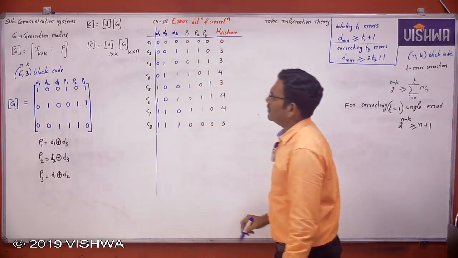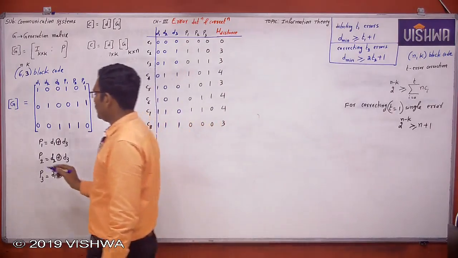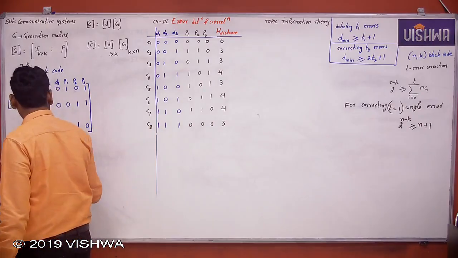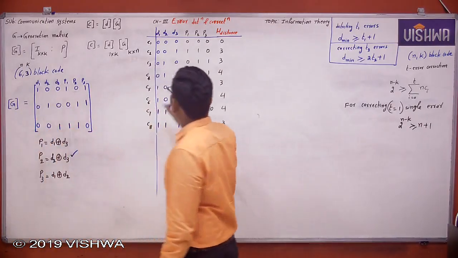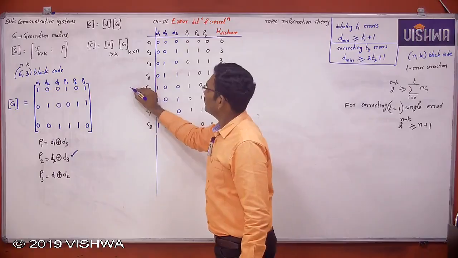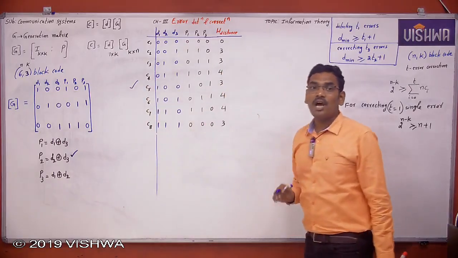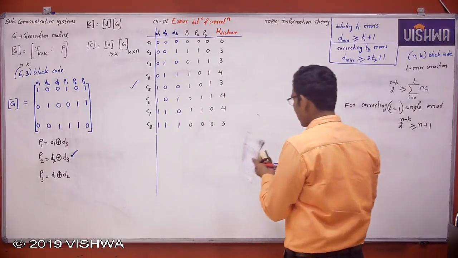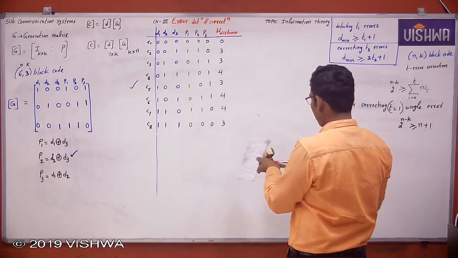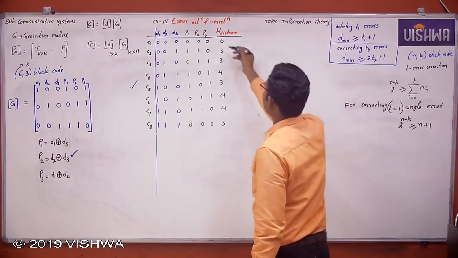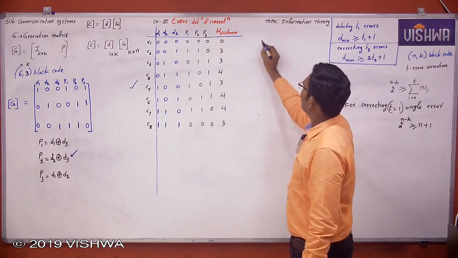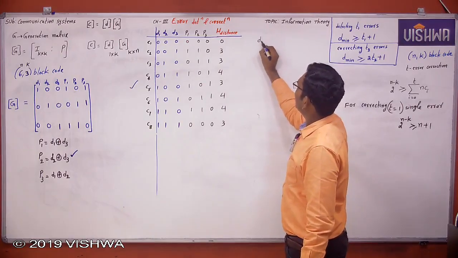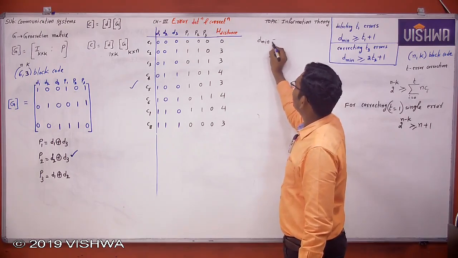Okay. Now he is asking first for the parity equations. This is completed. Next, all possible codes. This is completed. Now he is asking how many errors are detected and how many errors are corrected. Now, easy. What is the minimum Hamming distance? Don't take 0, okay? You should count the number of ones. The minimum Hamming distance is 3.